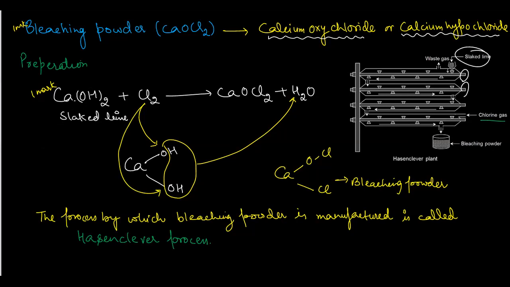This is calcium hydroxide. This is called slake lime. When we pass chlorine gas to it, it forms calcium oxychloride, which is called bleaching powder, plus water. How does this happen? We have calcium hydroxide, Ca with two OH ions. One OH here and one OH here. So this H and this OH together form the water, which is written here.